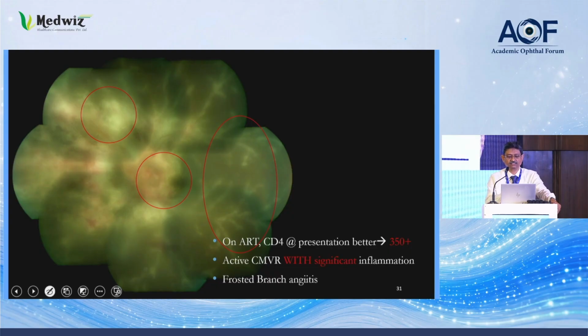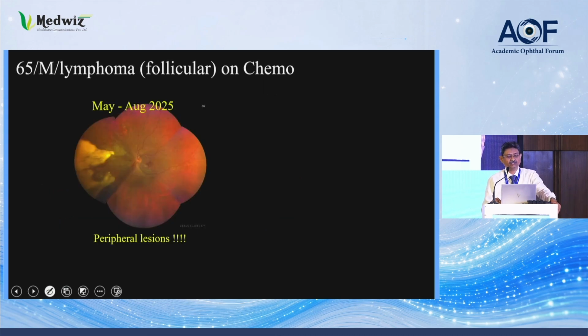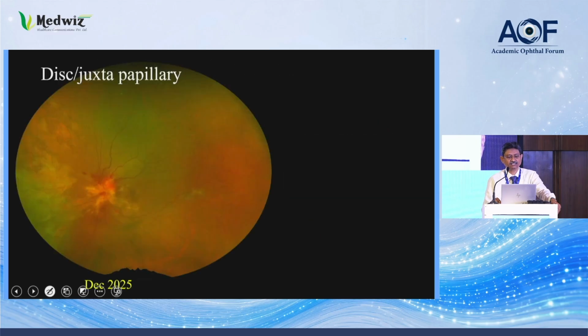So you can have a frosted branch angiitis-like picture, where you can have hemorrhagic retinitis as well as this frosted branch appearance. CMV retinitis in a non-HIV patient may not always present as the typical presentation I have described, for example with malignancy, post-transplant, or local immunosuppression therapy. In that situation, you can have a localized, granular picture, like the one I have shown, and with proper resolution, it can become healed CMV.